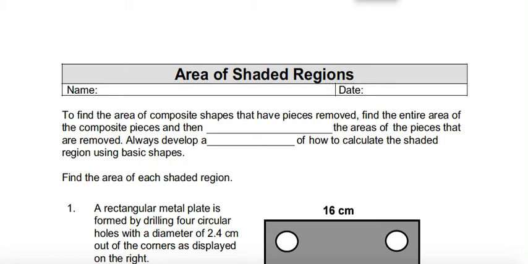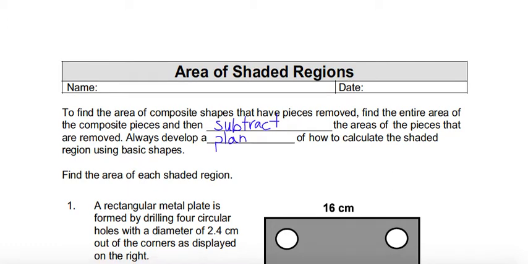Area of shaded regions. To find the area of composite shapes that have pieces removed, we want to find the entire area of the composite pieces and then subtract the areas that are removed. So always develop a plan of how you are going to calculate the shaded region using the basic shapes. So using circles, triangles, rectangles, and so on.